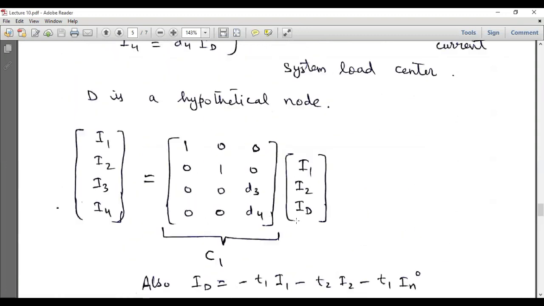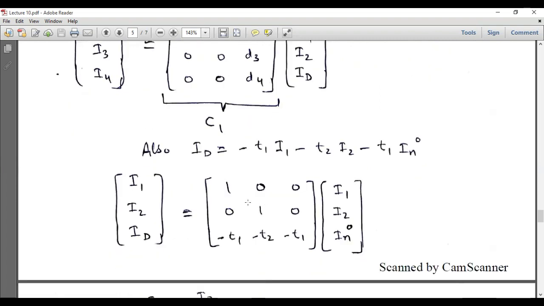Now this is our C1 matrix, and we know that I old is equal to C1 times I dash, and I dash is equal to C2 times I new. This is I dash, this is the C2 matrix, and this is I new. So I old is equal to C1 times C2 times I new, and C is equal to C1 multiplied by C2. This is what I will show you soon.